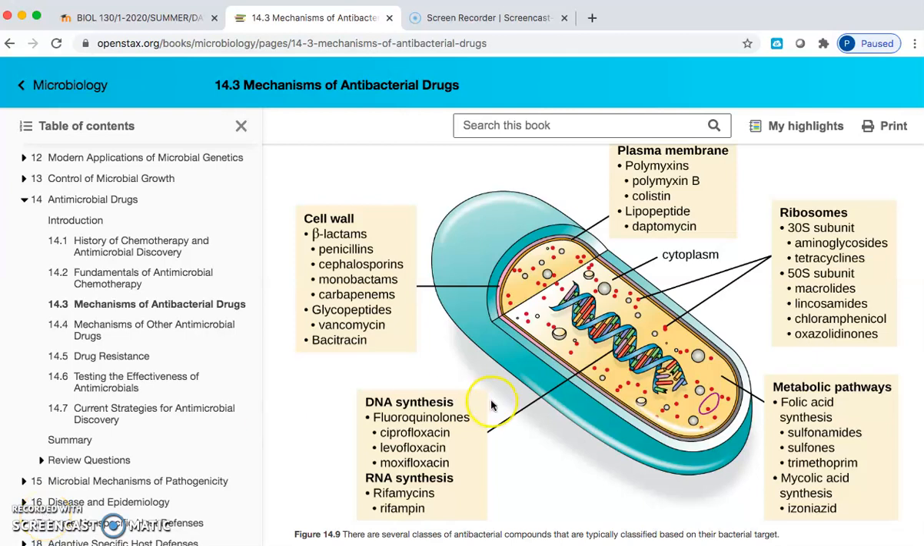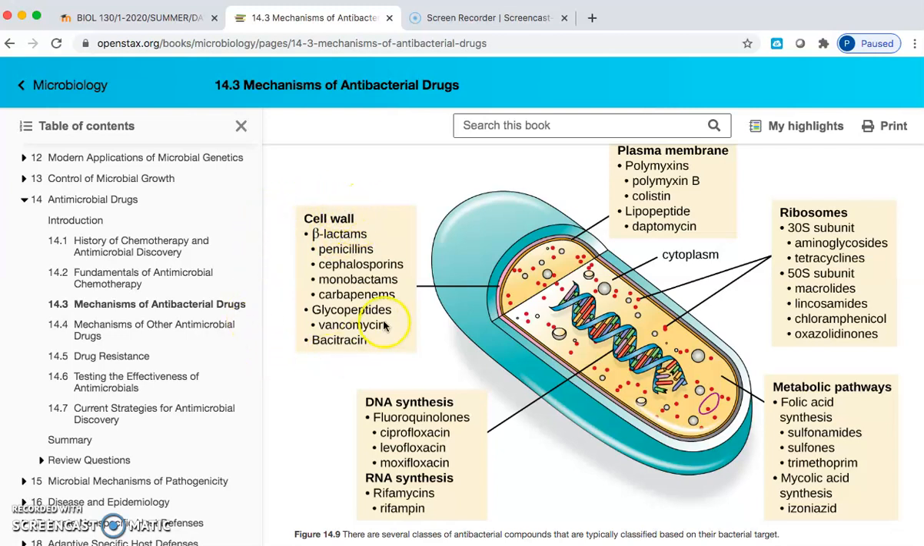All right, let's talk modes of action of antimicrobial drugs. So here in figure 14.9, they kind of draw this out. So let's work from the outside of the cell in. First, the cell wall. This is the most common mode of action.